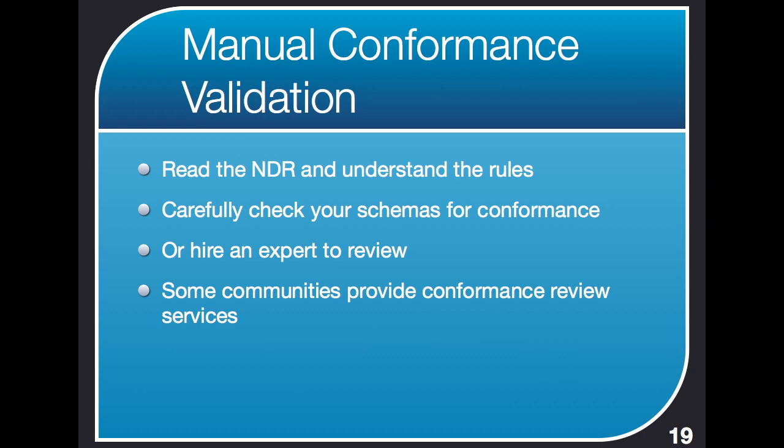And that leads to the thorny topic of manual conformance validation. So how do you make sure your work is conformant? You've done the automated check, and maybe you've even used some of the tools I've talked about to help ensure that your work is conformant, although even with the best of tools, you can still make non-conformant stuff if you've used them hard enough. So how do you do manual conformance? Well, you read the NDR and you understand the rules and you become an expert on XML schema and the NIEM. And then you carefully check your schemas for conformance.